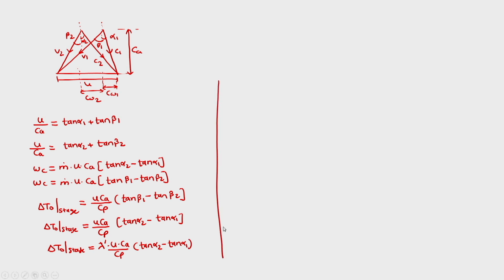Then we know that there is pressure rise: P03 upon P01 is equal to [1 plus stage efficiency into delta T naught stage divided by T naught 1] raised to the power gamma upon gamma minus 1. So, this is stage efficiency.